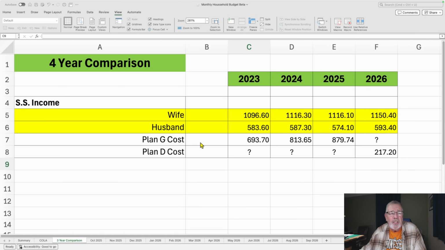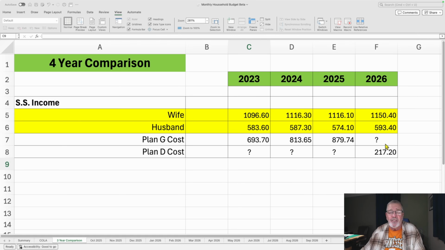Now, they have Plan G, okay? They have a Mutual of Omaha, each one, and their cost started going up in 2023. You can see here, their cost in 2023 for both of them was $693.70. And these are Tennessee Plan G prices. I don't know what they are in other states, but I know each state is a little bit different. In 2024, it went up to $813. 2025, $879. And I don't have a clue what 2026 is.